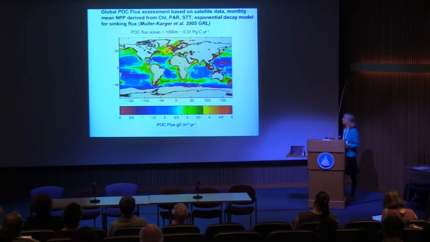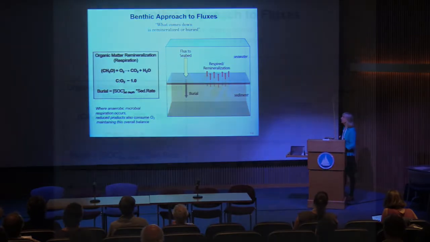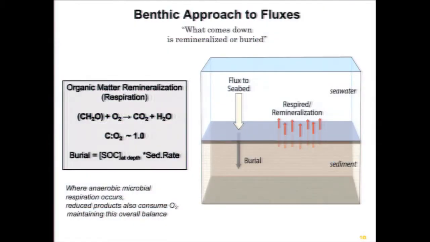petagrams carbon per year. Well, there's another approach to carbon fluxes, which gives us a slightly different answer. And that's based on looking at the seafloor, because the seafloor is our ultimate sediment trap. And one advantage of the seafloor is that, unlike sediment traps, you're going to see lateral inputs, particularly near the margins. And sediment traps may miss those inputs.